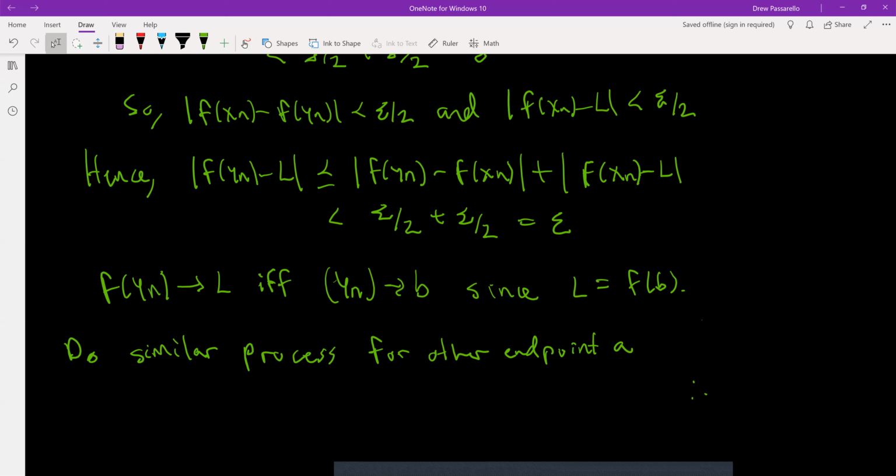So that means f of yn converges to L if and only if yn converges to b, since we have L equal to f of b. And then you do a similar process for the other endpoint A. So that's where I'll stop the video.